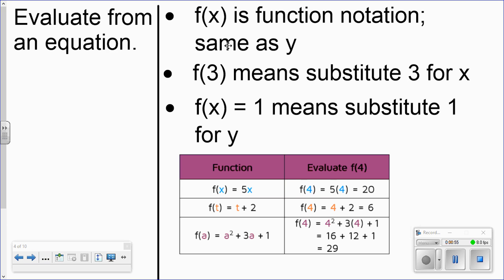Evaluate from an equation. F of x is in function notation, so remember f of x is the same as y. So f of 3 means we substitute 3 for x, and f of x equals 1 means to substitute 1 for y. So here we have three functions, and it says to evaluate f of 4. So we would simply put the 4 in for the x or the t or the a.